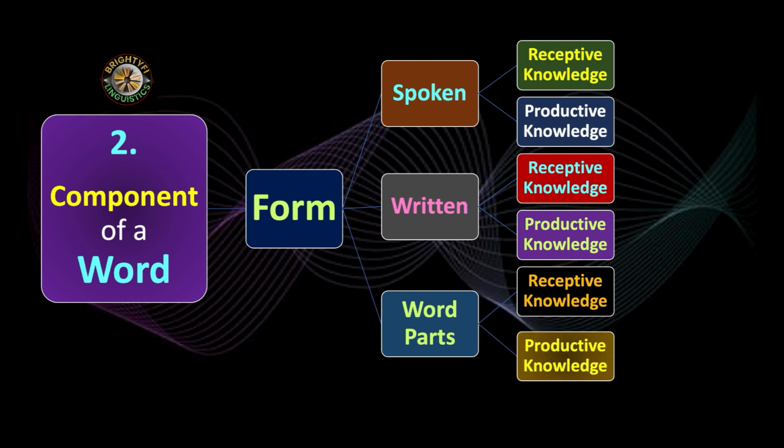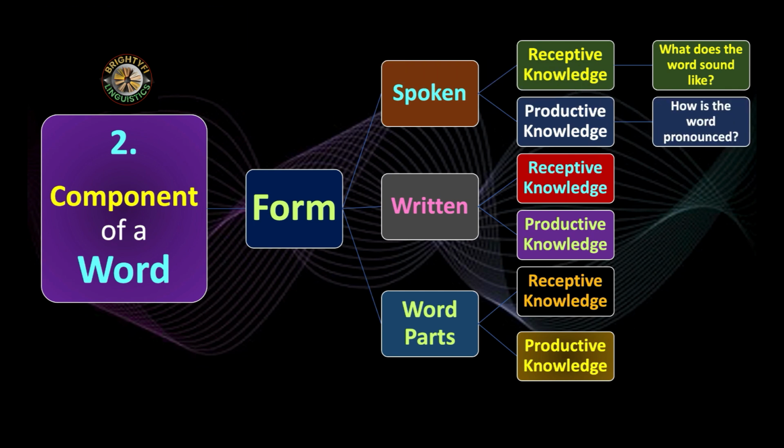But what do we mean by receptive knowledge and productive knowledge? When we say receptive knowledge, it refers to what the word sounds like, how we receive it in sound when somebody speaks to us. Go to the next point, productive knowledge. How is the word pronounced? How is the word spoken? How is the word expressed? This is the productive aspect of knowledge of a word.